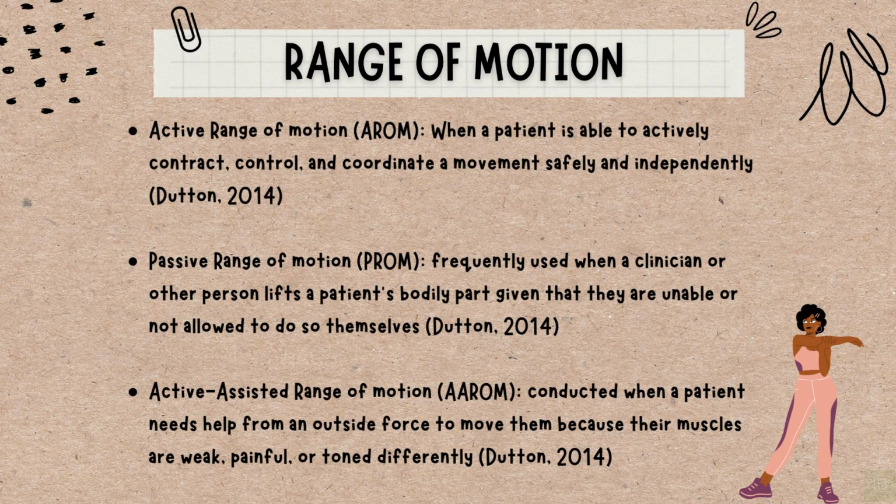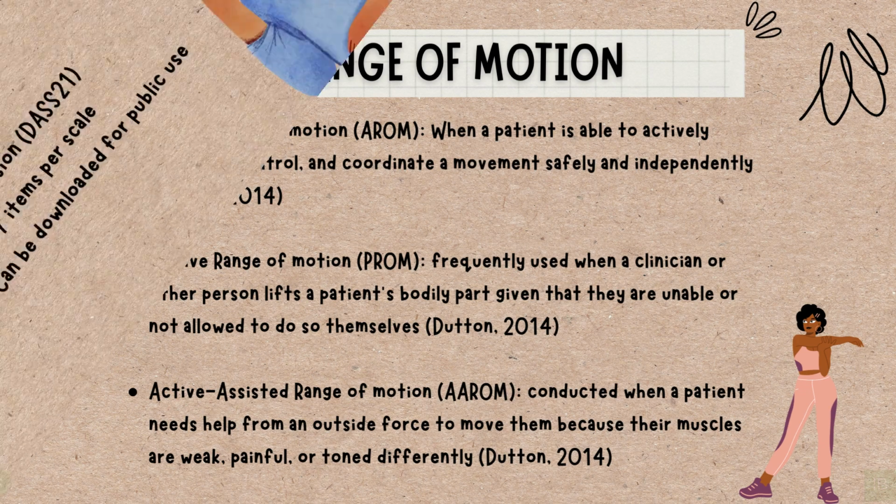A more common assessment would be range of motion. And you have the three types. You have the active range of motion, when a patient is independently able to move their limbs or body part. You have passive range of motion, and that's when the person needs assistance from another person to lift that arm or limb. And then lastly, we have active assisted range of motion, when the patient can contribute to moving, but they still need additional assistance from an outside force to help move them. And this could be due to anything from weakness or just pain in general.